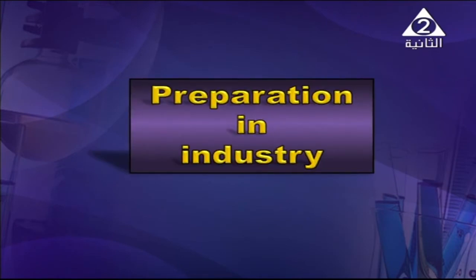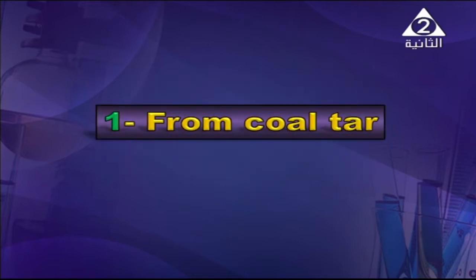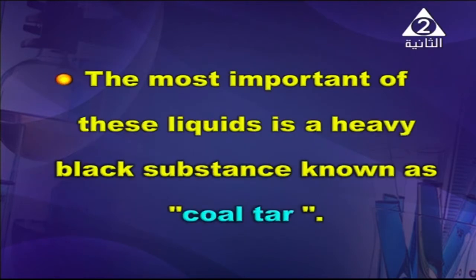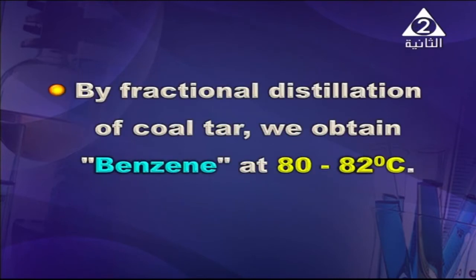Now we are going to discuss the preparation of benzene in industry. From coal tar. During destructive distillation of coal, which means heating in the absence of air, it decomposes into gases and liquids. The most important of these liquids is a heavy black substance known as coal tar. By fractional distillation of coal tar, we obtain benzene at a temperature of 80 to 82 degrees Celsius.